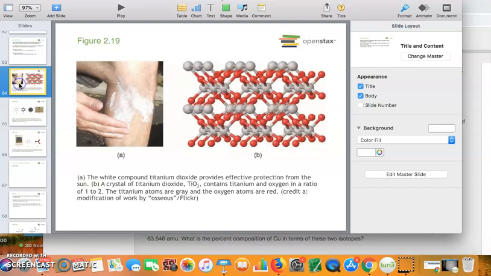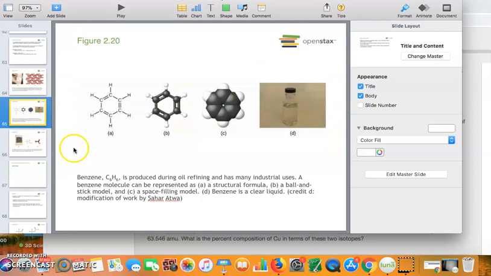Sometimes you get the case where the empirical and the molecular formula are the same. Another example is H2O. The subscripts of H2O cannot be simplified any further, and so its molecular and empirical formula are the same.